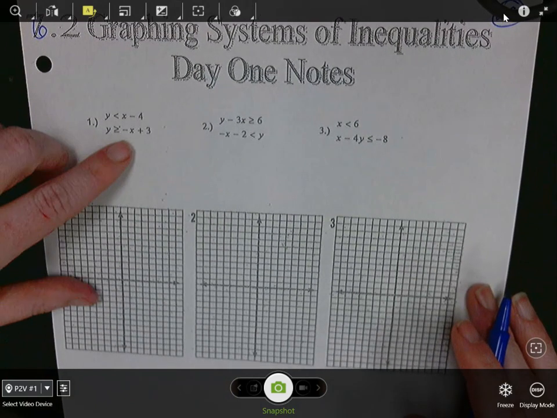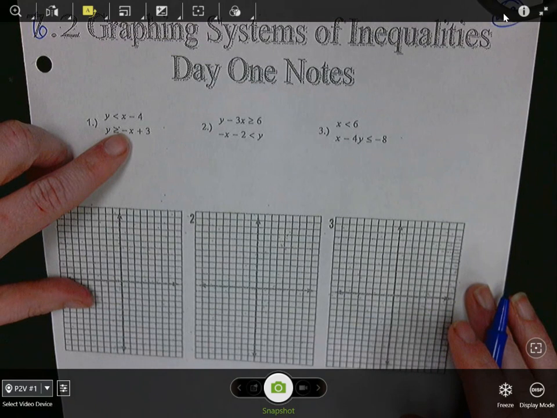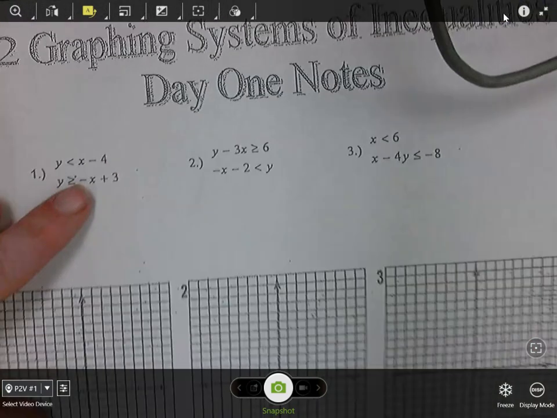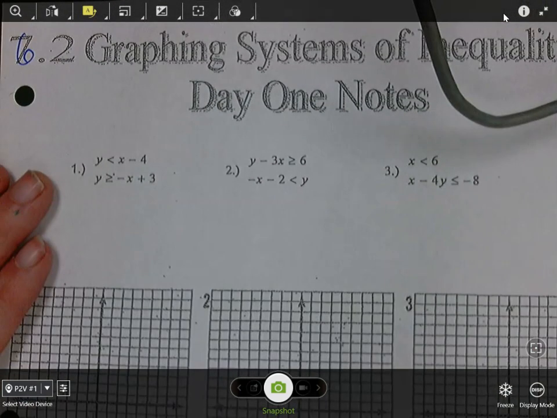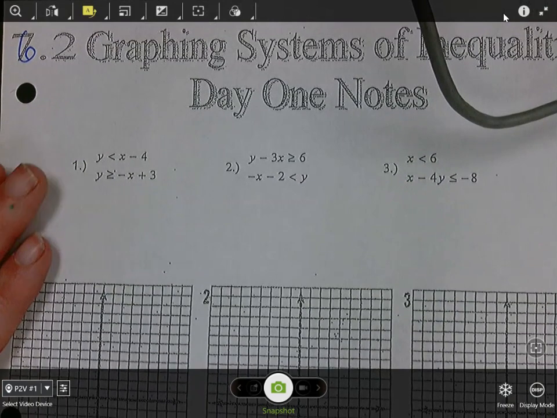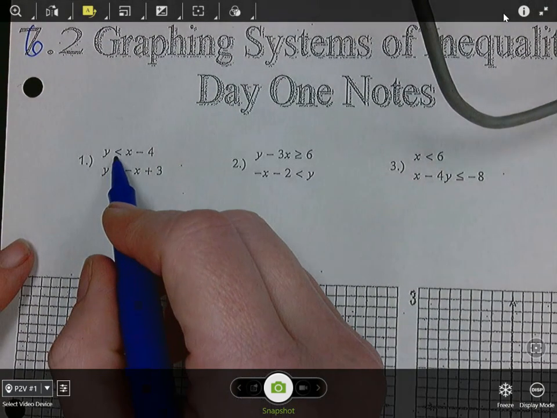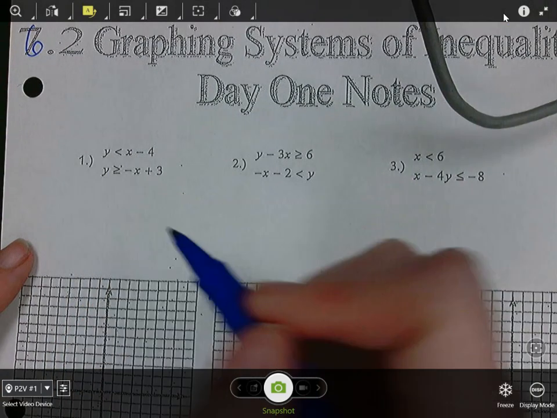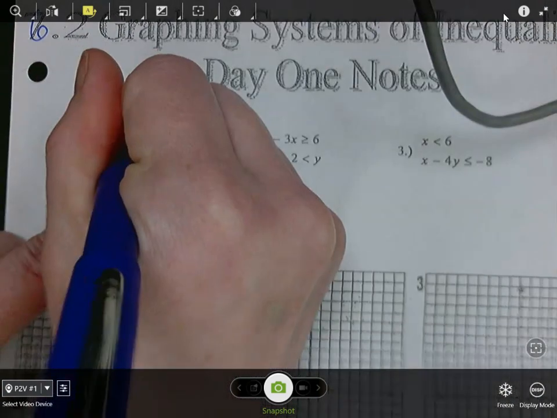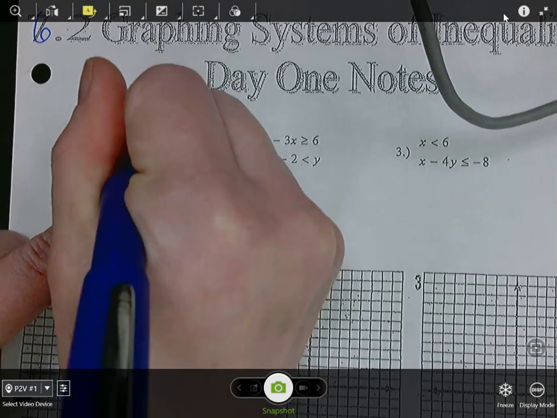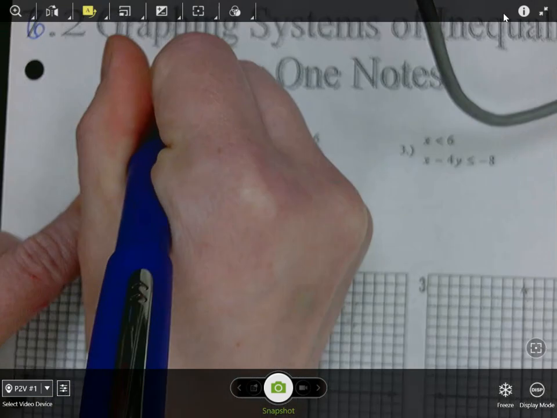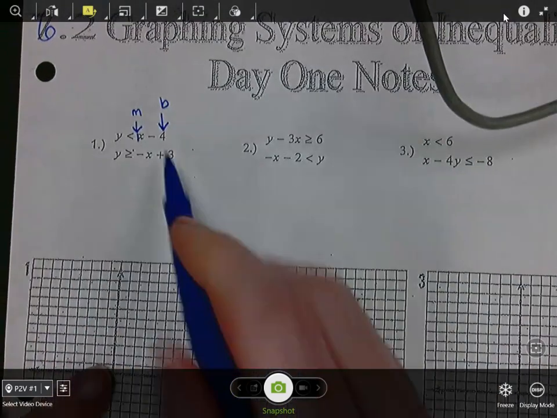Okay, so the first one, what you need to do is make sure they're both in slope-intercept form first, and then graph each inequality, but on the same graph. So first I graph y is less than x minus 4. My slope is 1, and my y-intercept is negative 4. So graph your b first.